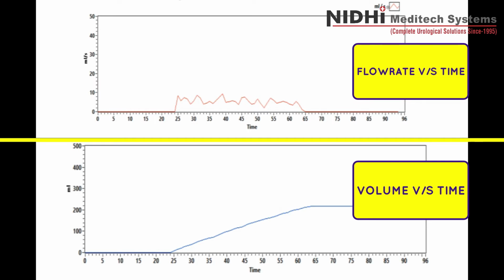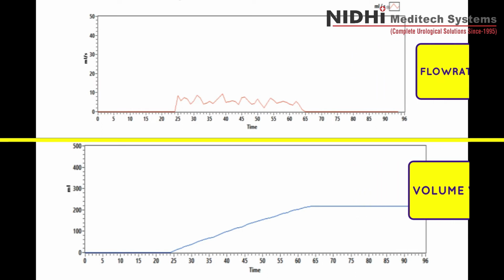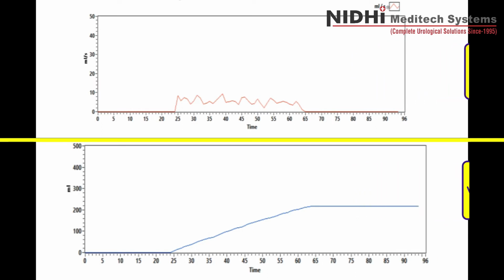Let's discuss the information given by NidhiFlow 8130 through these graphs. First, these two graphs appear on your screen. One is flow rate versus time and the second one is volume versus time.